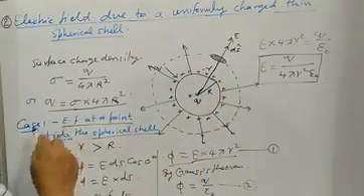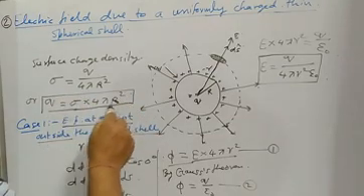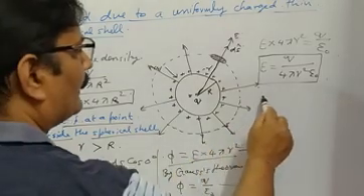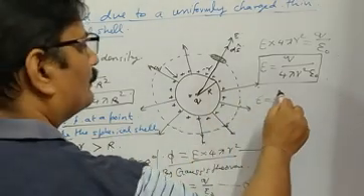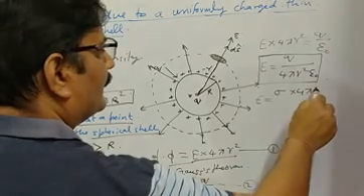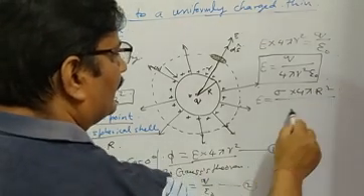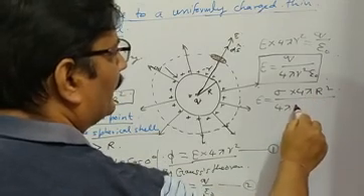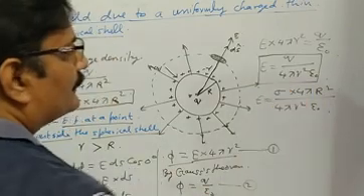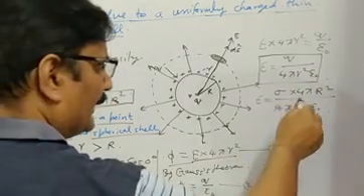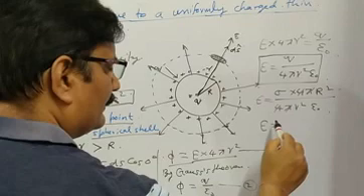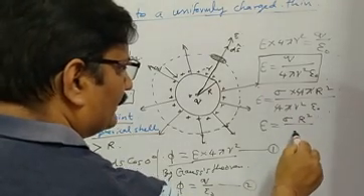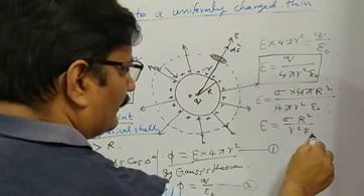Now if we replace the value of Q in terms of surface charge density of the spherical shell, we can write Q is equal to sigma into 4 pi capital R square, so E is equal to sigma into 4 pi capital R square divided by 4 pi small r square multiplied by epsilon naught. Here you can see 4 pi cancels out and electric field is going to be sigma multiplied by capital R square divided by small r square epsilon naught.